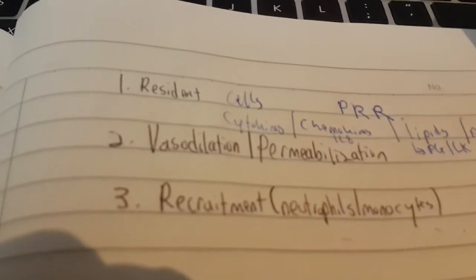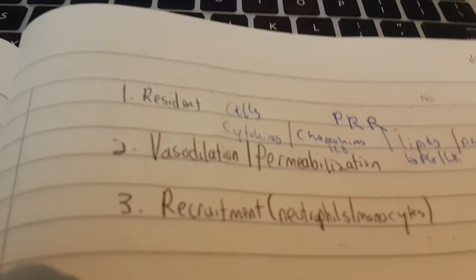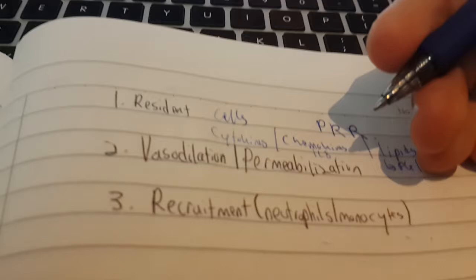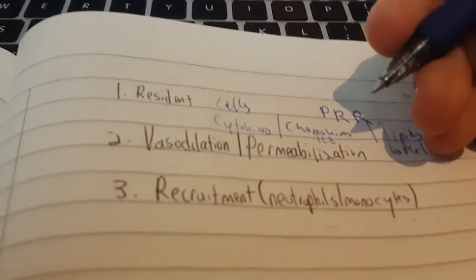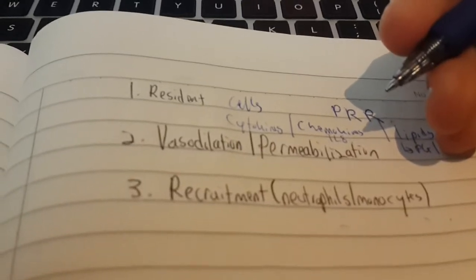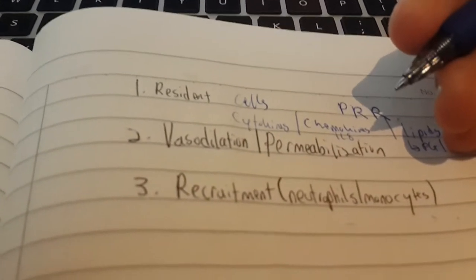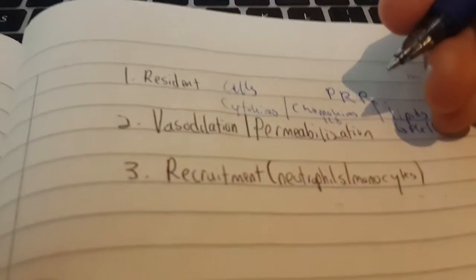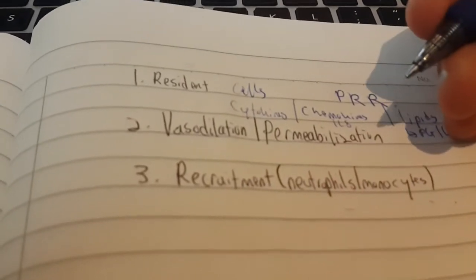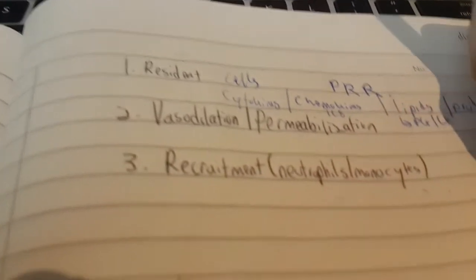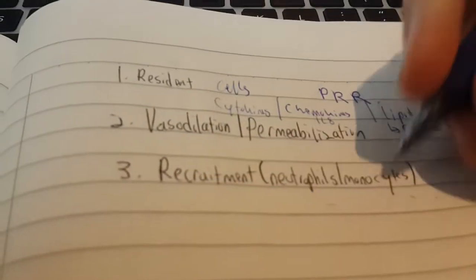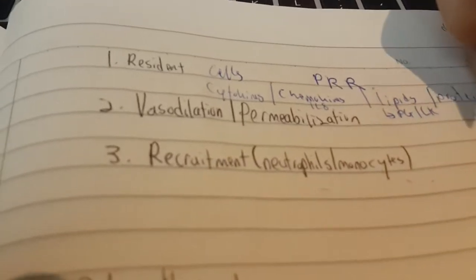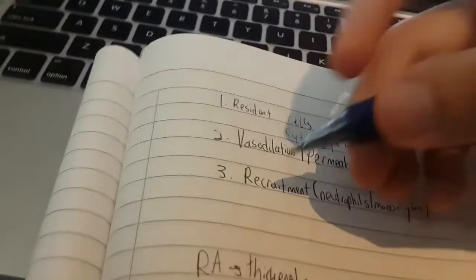So why is the second step so important? Well, vasodilation means an increase in blood vessel diameter. An increase in blood vessel diameter will allow more blood to be carried to the site of infection, hence more immune cells to be carried to the site of infection. An increase in permeability is also important because we want to increase extravasation of immune cells from the circulation into the infected tissue.